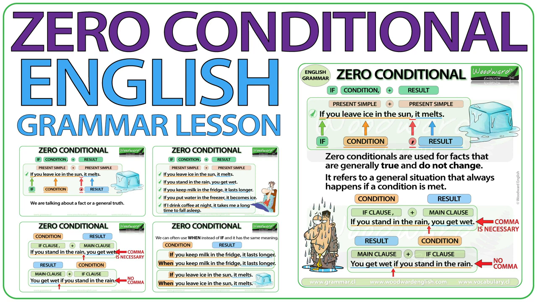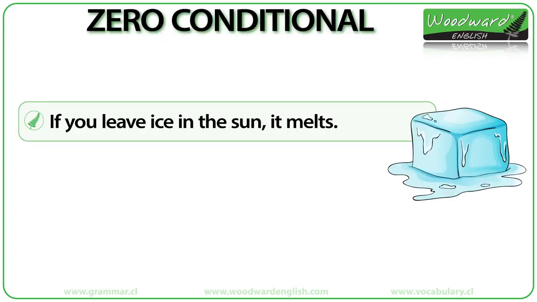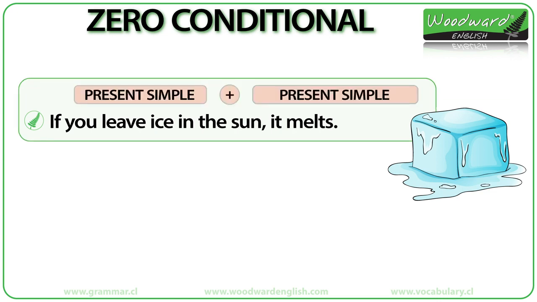Zero conditional, English grammar lesson. If you leave ice in the sun, it melts. This is an example of a zero conditional sentence. The first part is in the present simple tense, and the second part is also in the present simple tense. What does this mean?